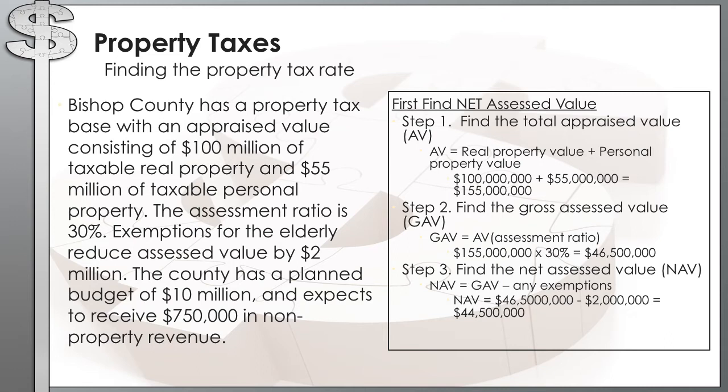Find the total appraised value. So that's pretty easy. The total appraised value is going to be all of the value of all your property, the real property plus your personal property.